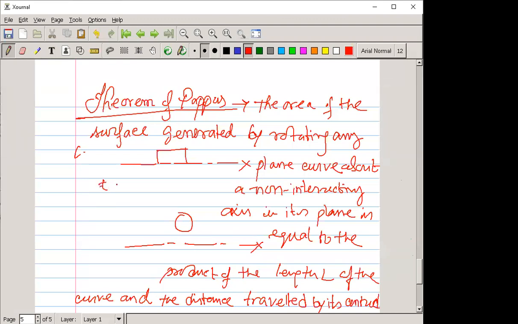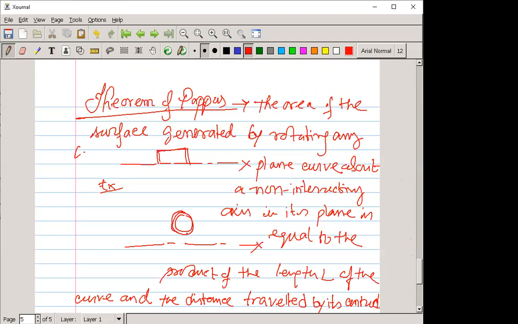The example is, suppose this is your x-axis and any plane curve is there. Suppose this is one curve. If it rotates, then it will generate the surface area. And the theorem is like this: for a non-intersecting axis in its plane, it is equal to the product of the length L of the curve and the distance traveled by its centroid.